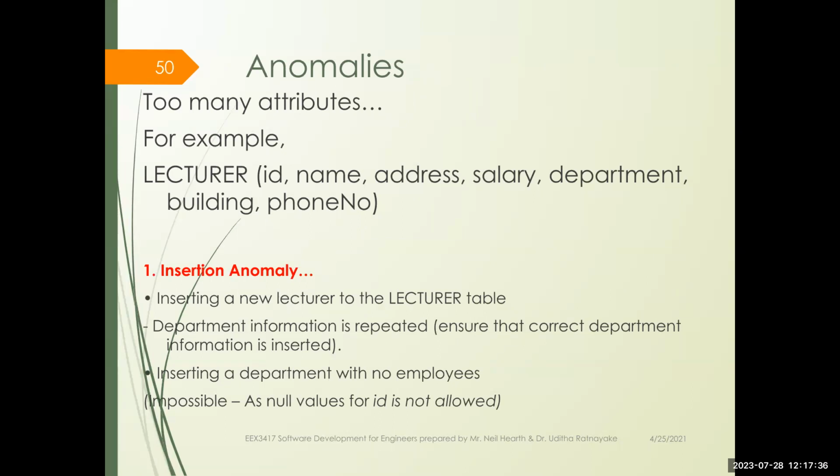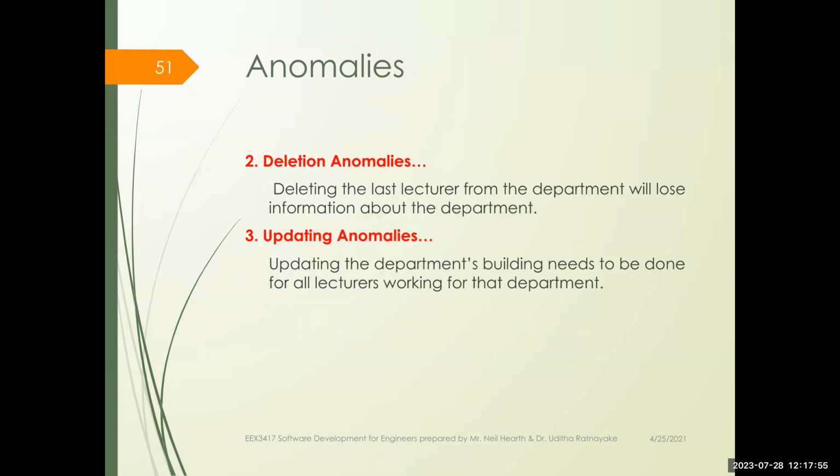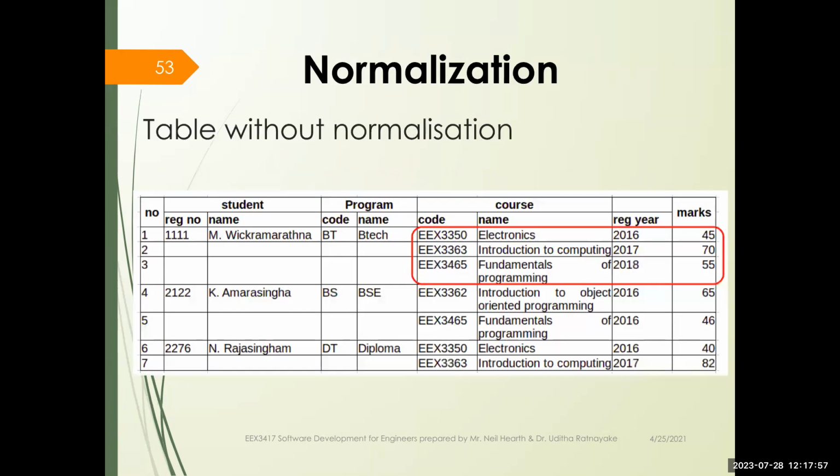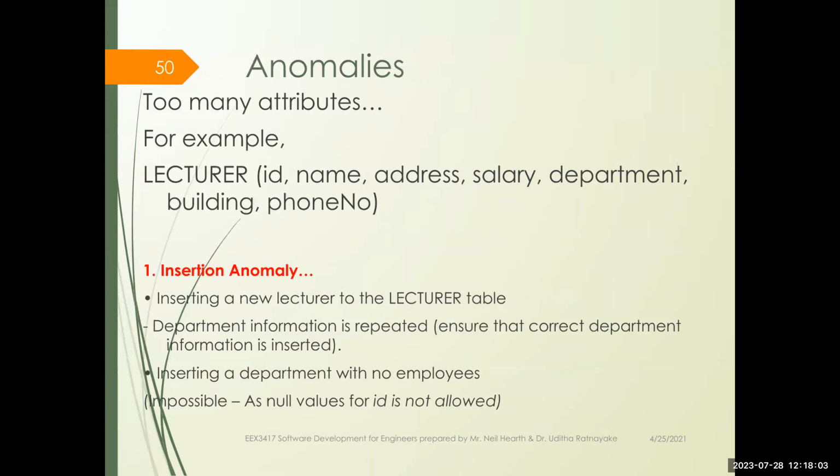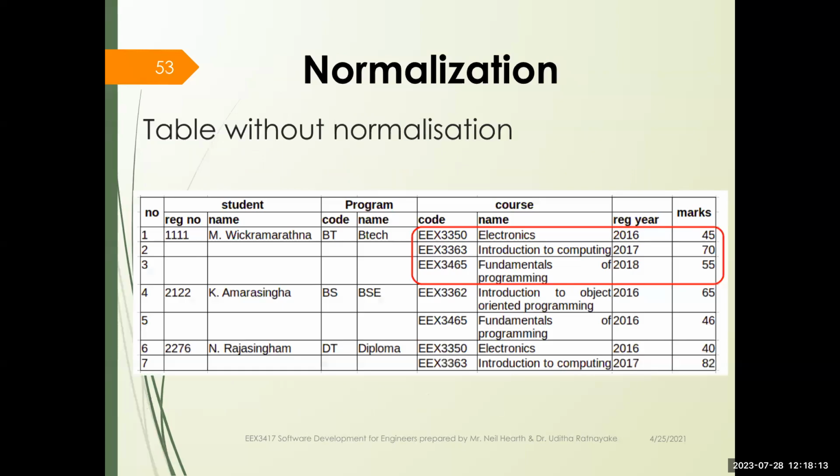Anomalies: too many attributes. Lecturer: ID, name, address, salary, department. Anomalies mean insertion, inserting a new lecturer to the table. I will explain by this table.